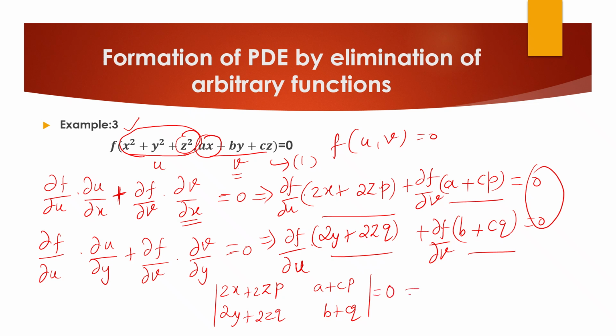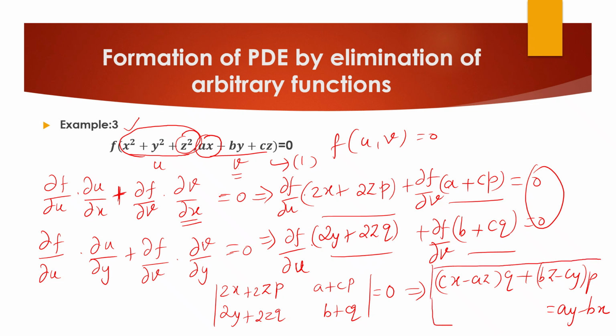And solving this determinant, we get our final PDE as (cx minus az) into q plus (bz minus cy) into p is equal to ay minus bx. So we can say the resultant PDE is obtained in Lagrange's form. So what is Lagrange's form?